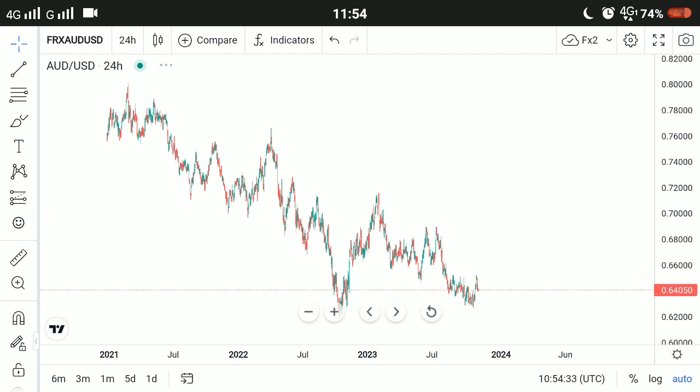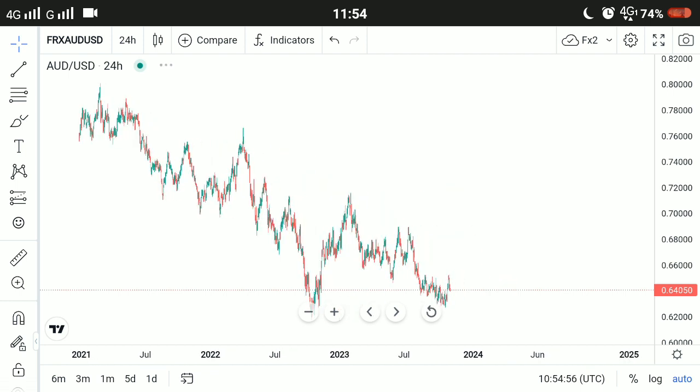Okay guys, this is AUD USD on the 24-hour chart. Firstly, when analyzing a pair, as I have done in other videos, what do you first need to do? You need to get the overall direction of the trend. Looking at AUD USD on the 24-hour time frame, you can see that AUD is heading south. AUD has been dropping and it is still dropping.